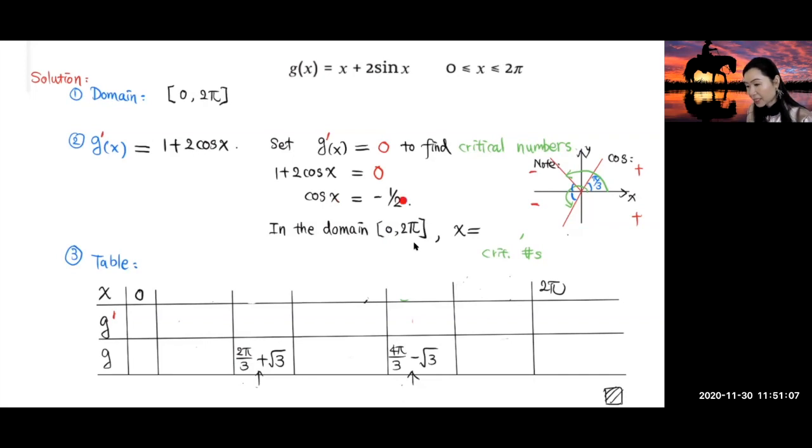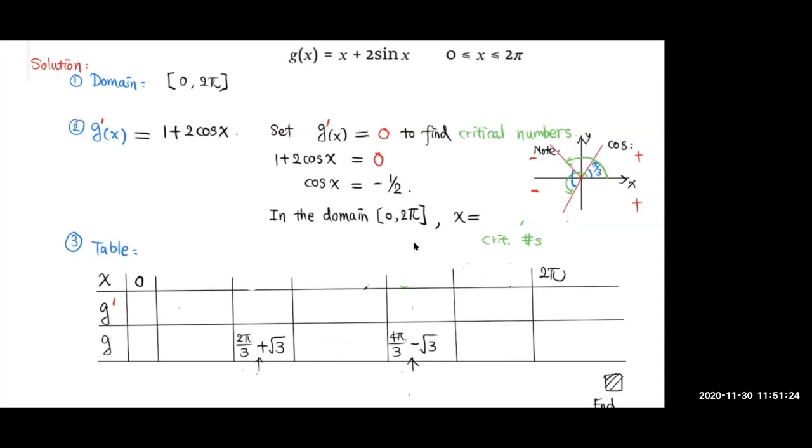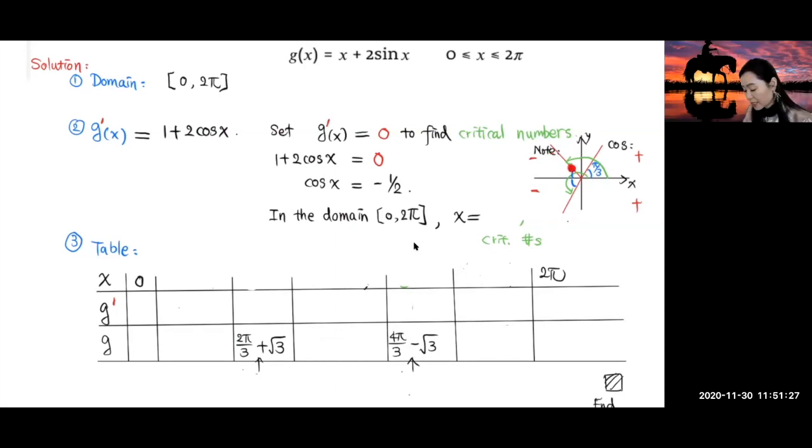What does x equal to? Anyone? Look at this. X equals 2 pi over 3. Yeah, 2 pi over 3. You see, cosine is adjacent over hypotenuse. So it depends on whether x is positive or negative, right? X is positive in these two quadrants, so cosine is positive. X is negative in these two quadrants, so cosine will be negative in these two quadrants.